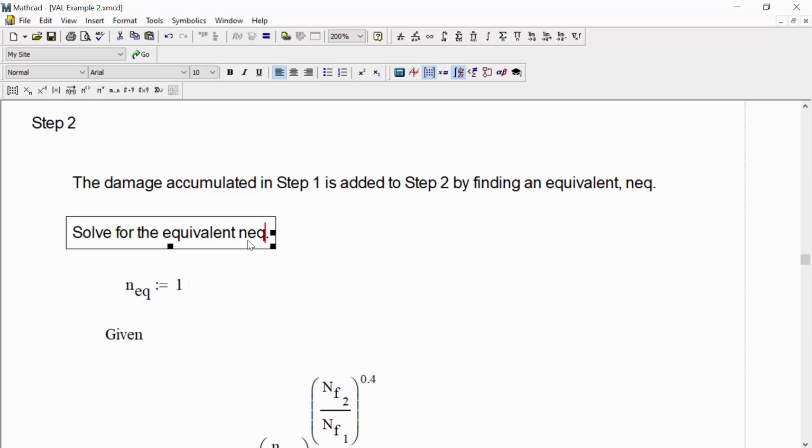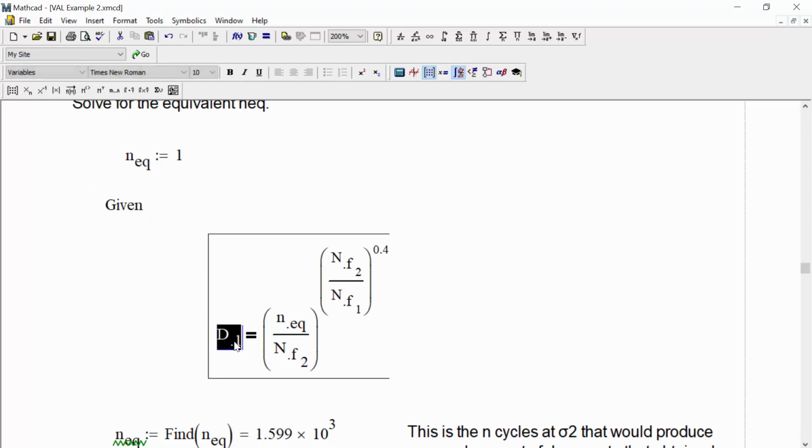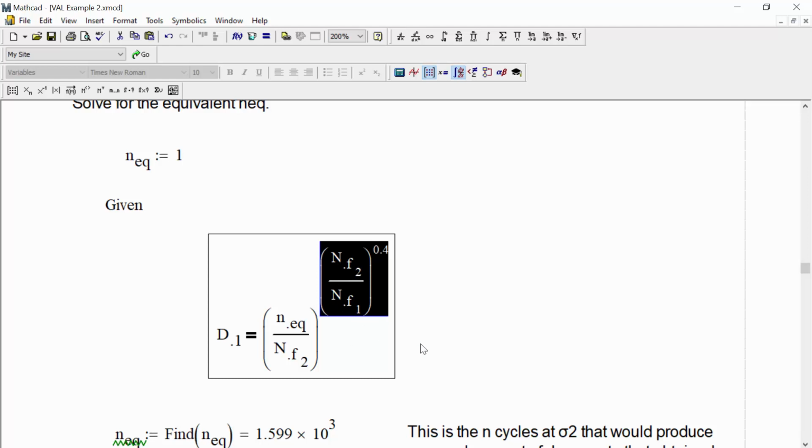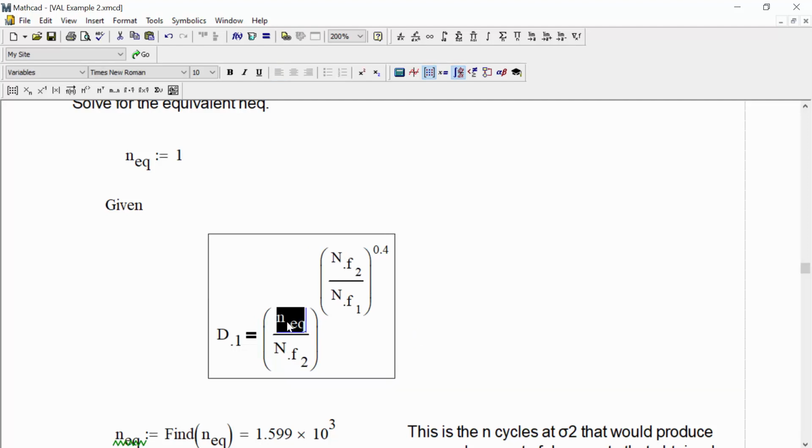NEQ. So let's solve for this equivalent damage NEQ, where we'll initialize it as a value of 1. We'll create a solve block where we give that the damage in the first step is equal to this equivalent damage over the cycles to failure at 2 to that alpha power, NF2 divided by NF1 to the power 0.4, right? So in essence, we're making that vertical line here by finding this NEQ.